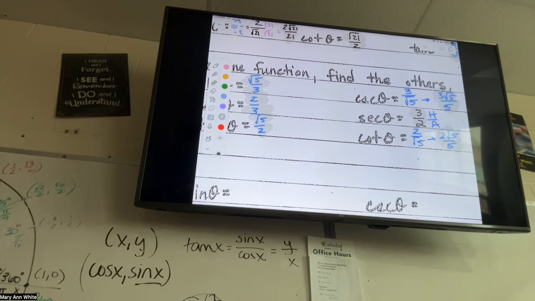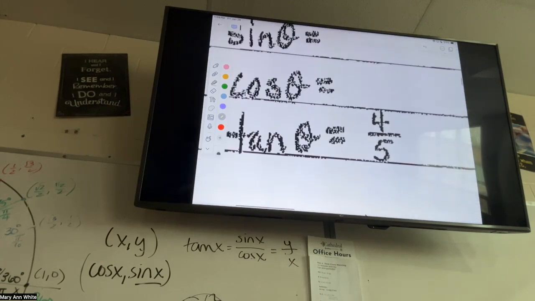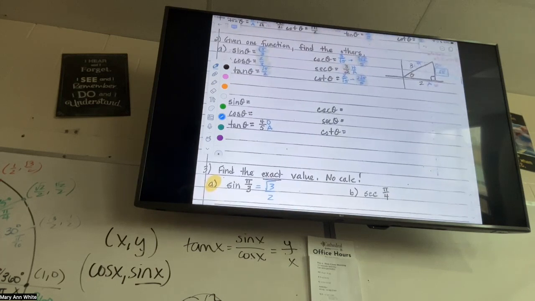Okay, on that next one, it's almost the exact same, but you have to draw your own picture. Letter B is the same idea. This time they only gave us tangent. What are my letters for tangent? What over what? O over A, good. So I do need to draw my triangle, and I want to draw it just like the other one was drawn.